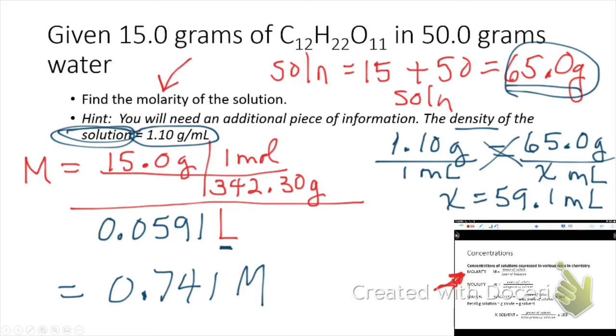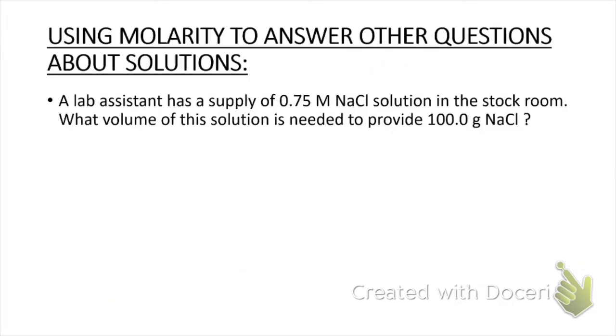sucrose. So we had the very same solution, 15 grams of sucrose and 50 grams of water. We found we could describe that to someone by saying it's 23.1% sucrose. It is 0.876 molal sucrose or 0.741 molar sucrose. They're all describing the very same thing, 15 grams of sucrose in 50 grams of water. So we're going to find that molarity is useful to answer other things.